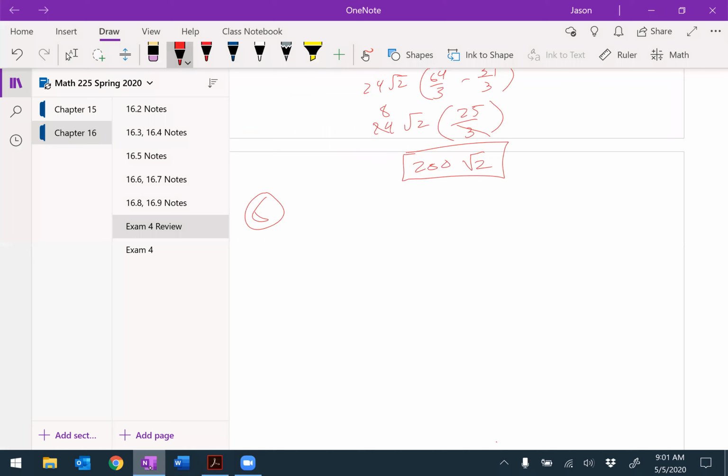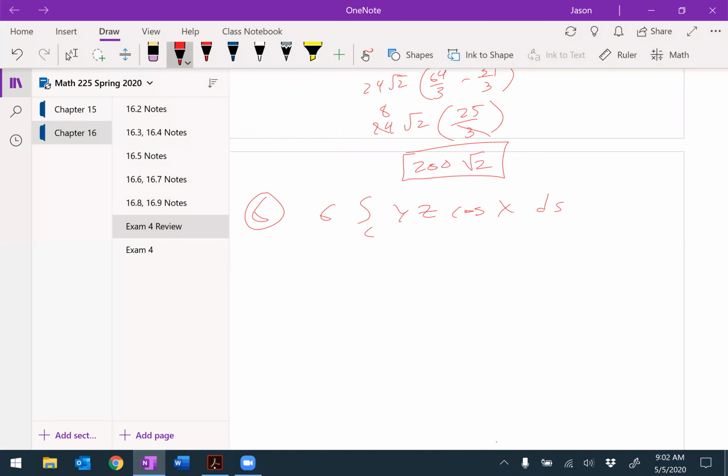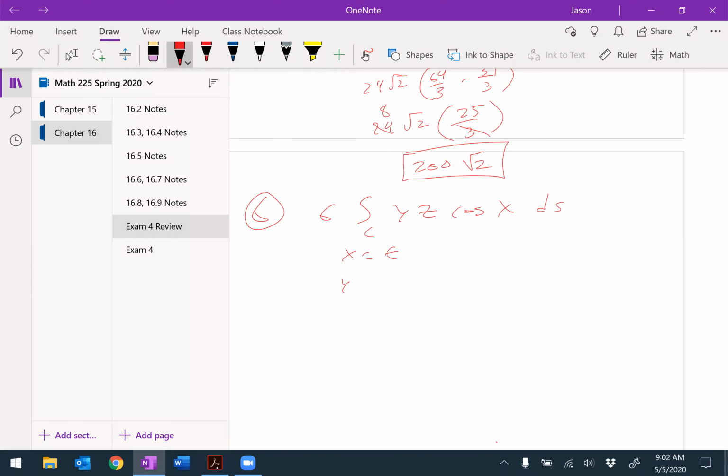Okay, so we have 6 times the line integral of y, z, cosine x, ds. And x is t, y is cosine t, and z is sine t. That's kind of cool. And so I do need to find the derivatives of these.